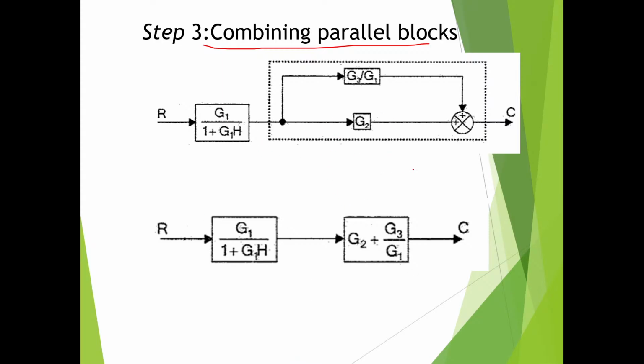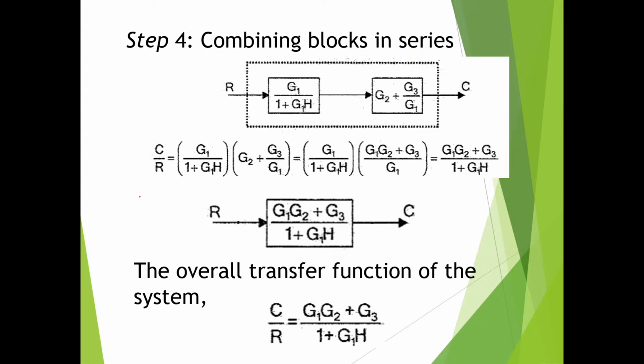Step number 4 is combining the cascade blocks. So I hope you have completed. I am just changing the slide. So, combining the cascade blocks. If you combine the cascade blocks, what do you have to do? You have to multiply the gain values.